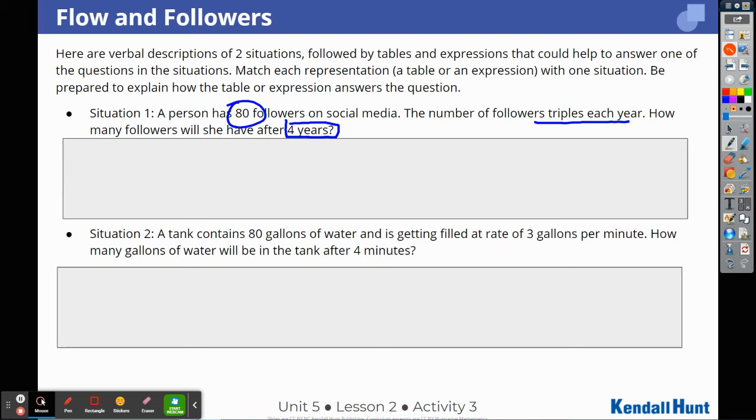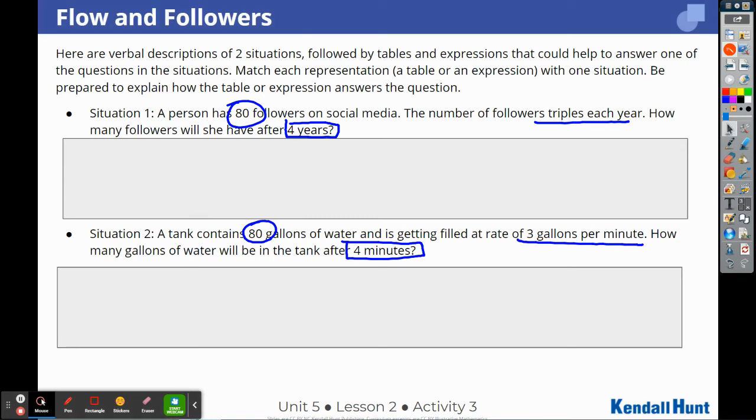Situation 2 has an 80-gallon tank of water. So it also starts out with 80. And then it's getting filled at a rate of 3 gallons per minute. So how many gallons of water will be in the tank after 4 minutes? So our numbers are the same. 80, tripling, or 3, and 4, 80, 3, and 4. But the situations are different. So we need to look at what each expression and table will look like.